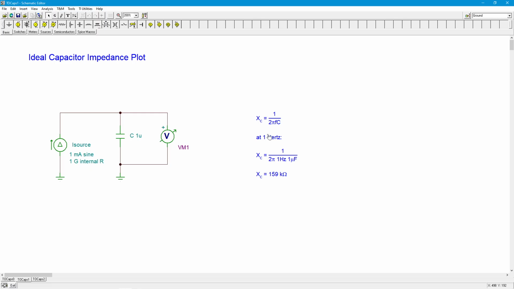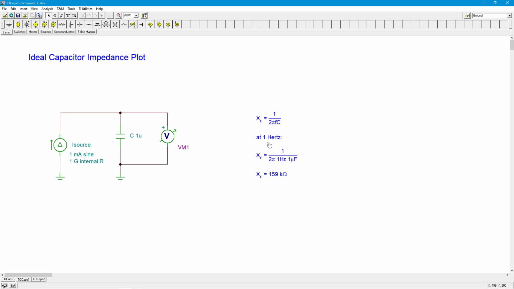So we can use our capacitive reactance equation, 1 over 2 pi FC, to figure out the capacitive reactance. At 1 hertz, this thing works out to 159 k ohms. And as we go up in frequency, right, we're dividing by a bigger and bigger number, Xc keeps getting smaller and smaller and smaller.